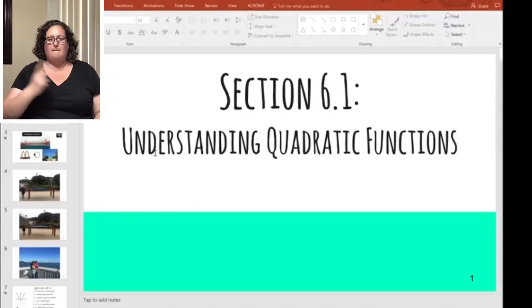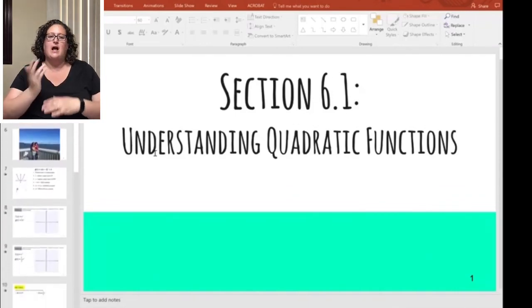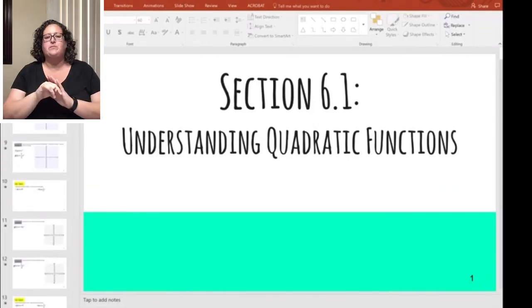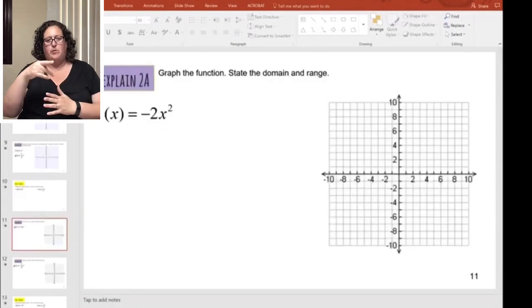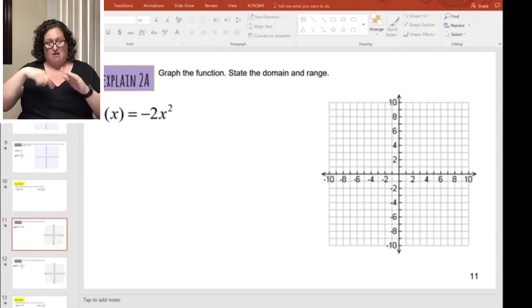Welcome back to section 6.1, Understanding Quadratic Functions, part 2. In our last video, we graphed parabolas that opened up. In this video, we're going to be graphing parabolas that open down. Let's go ahead and look at Explain 2a. Graph the function. Afterwards, state the domain and range.